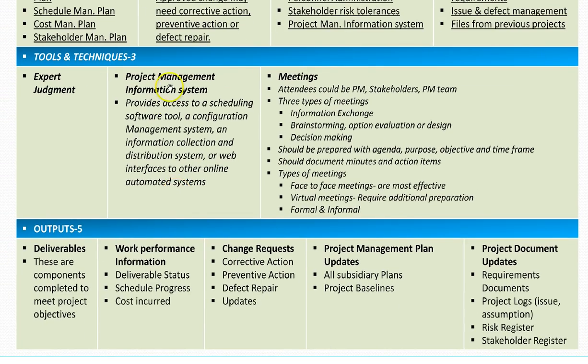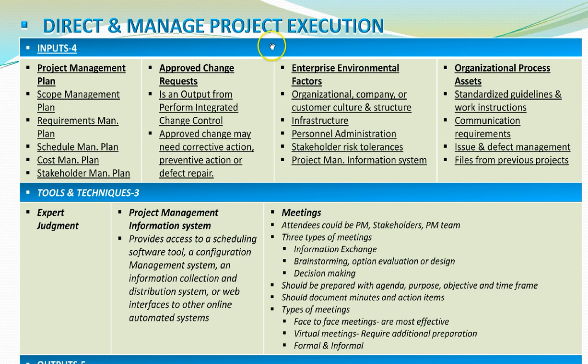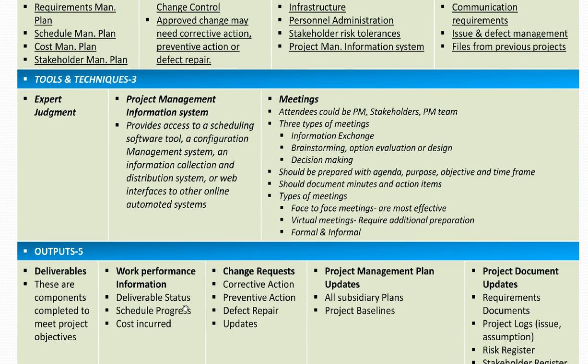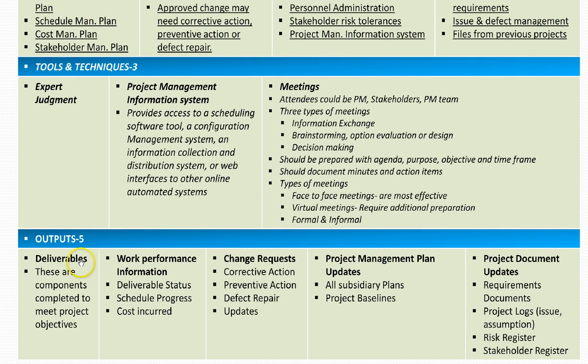Now the outputs for direct and manage project execution are deliverables, work performance information, change requests, project management plan updates, project document updates. Now what are deliverables? These are components completed to meet project objectives.